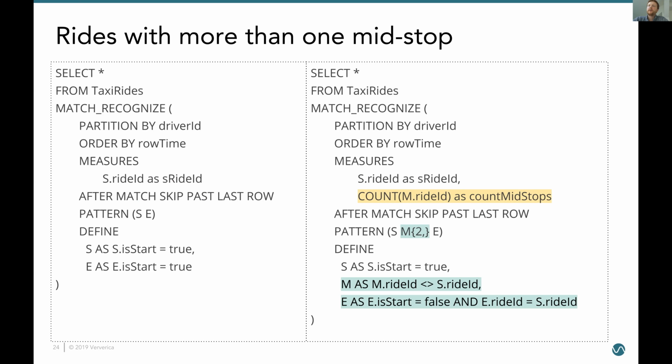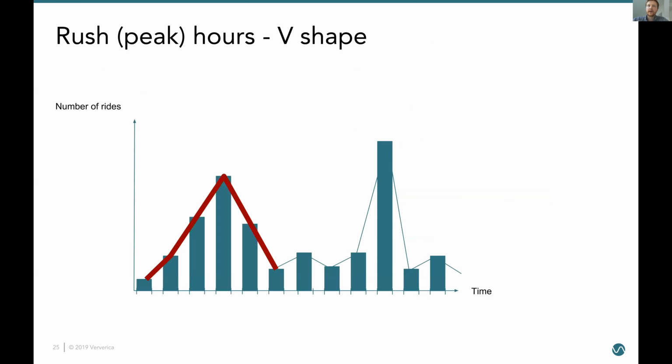So for example, in this case, we can count how many mid stops there were. We can just apply the aggregation to some field of a pattern variable, and this way we can, in this case, count how many rows were mapped to that pattern variable.